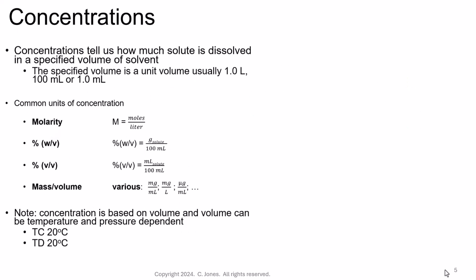Let's just then quickly review the units of concentrations, and in the upcoming segments we'll actually use these units, these definitions, in calculations. So concentrations tell us how much solute is dissolved in a specified volume of solvent, often referred to as a unit volume. So the specified volume is a unit volume, and that unit volume usually begins with a 1. So 1.0 liters, 100 milliliters, or 1.0 milliliters.